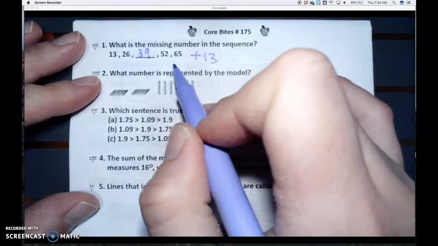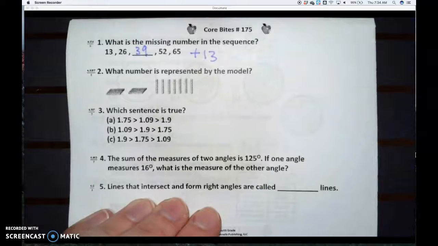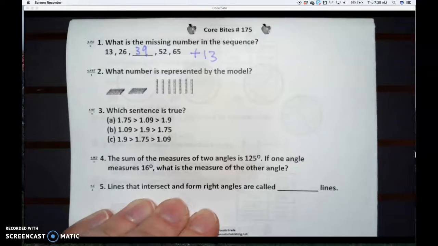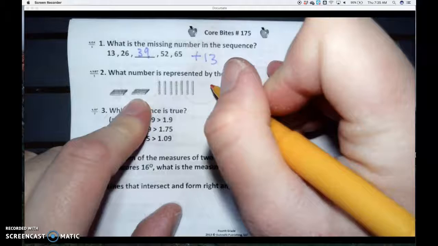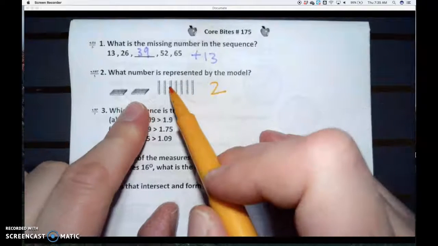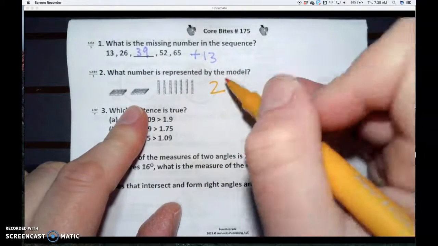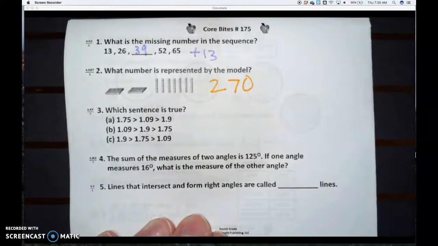Okay? For the next one, you've got some blocks here representing different place values. So it says, what number is represented by the model? Okay, so these are each 100, so that would be 200. Then you have these 10s, so 10, 20, 30, 40, 50, 60, 70. So you have 270 total.